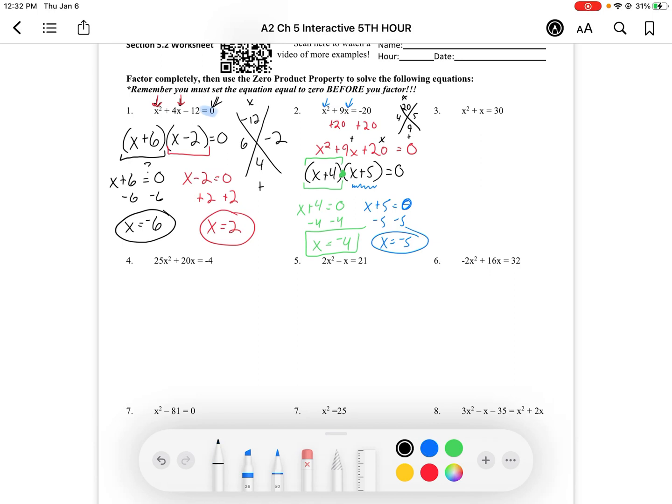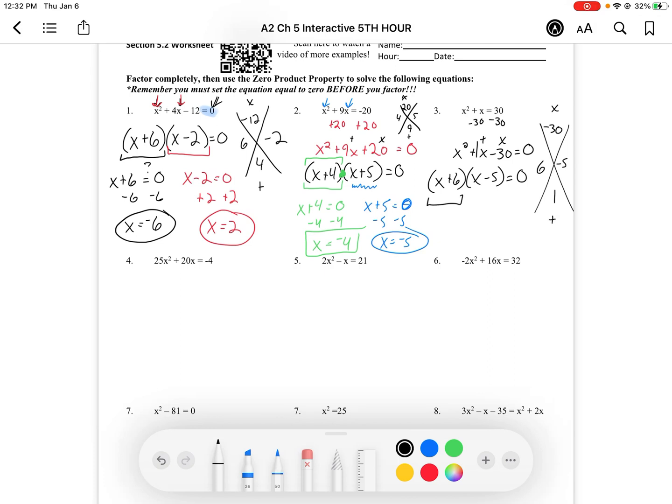Number 3, what number when we square and add it to itself, you get 30? Well, I don't know, but let's set this equal to 0 so I can figure it out. Set it equal to 0, now factor. So numbers that multiply to negative 30 and add to 1, because there's an invisible 1 in front of that x. So it would be 6 and negative 5, right? x plus 6 times x minus 5 equals 0.